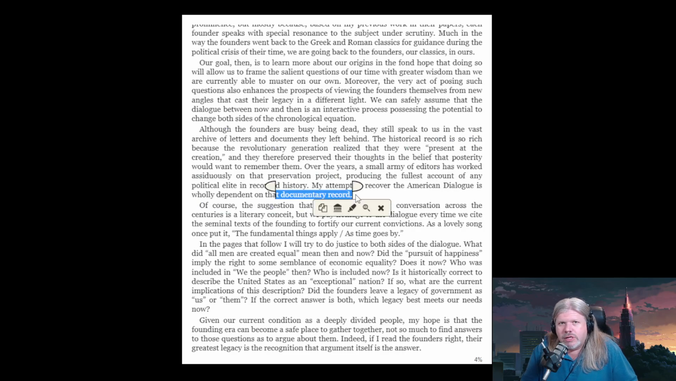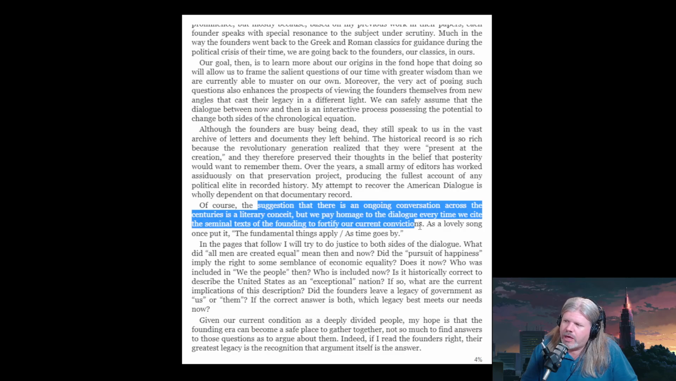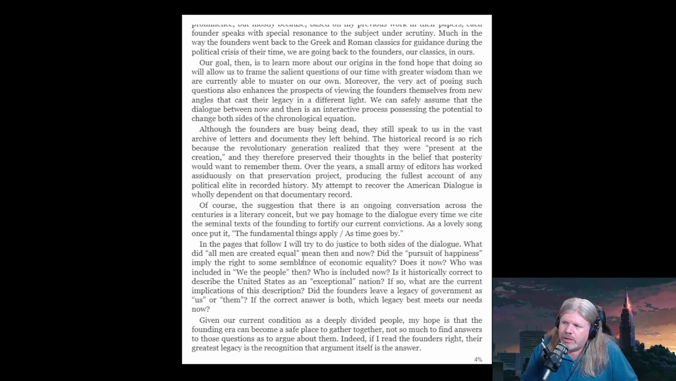So the importance of dialogue is that you have to bring in that other voice, and we have an extensive archive of that other voice, the voice of the founders. We could go and look at that. The suggestion that there's an ongoing conversation across the centuries is a literary conceit, but we pay homage to the dialogue every time we cite the seminal texts of this founding to fortify our current convictions. So when people look at the Constitution, or at Jefferson or Madison's letters, or the wording of the Second Amendment, we are looking back to them and using them as evidence. So we're bringing them into the conversation. Ellis says we should bring them in more fully.